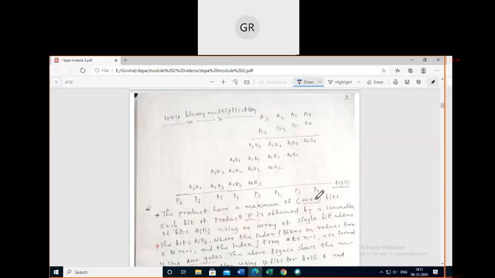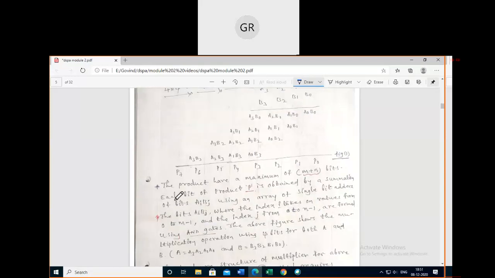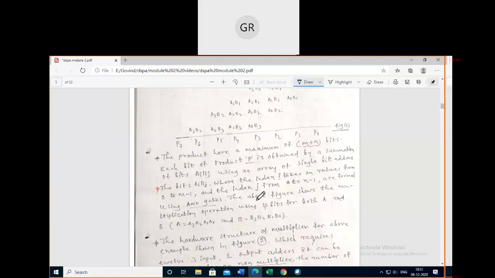The product is P. For 4 cross 4 multiplication, consider A0, A1, A2, A3 and B0, B1, B2, B3. See here, these are the partial product terms P0, P1, P2, P3, P4, P5, P6 and P7. Here the product has a maximum of m plus n bits.